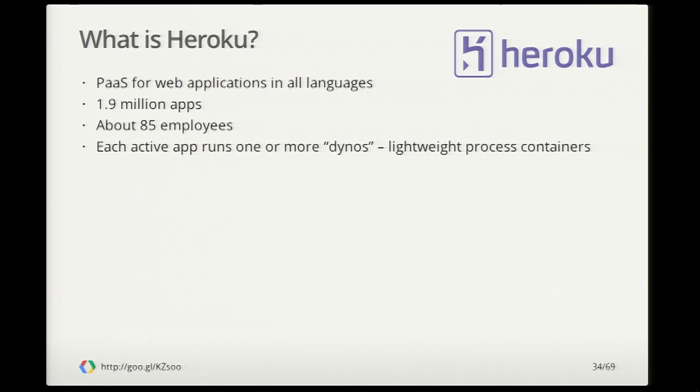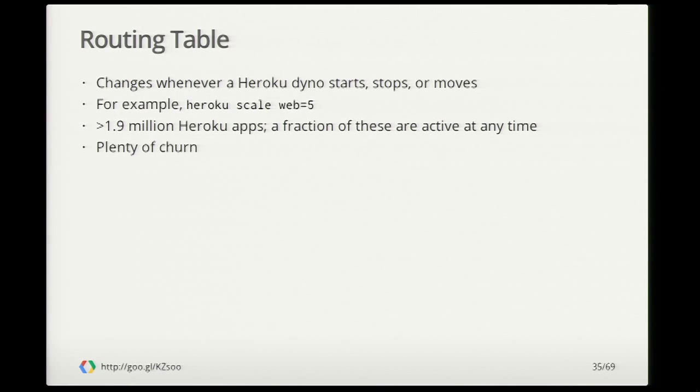How Heroku works, just in a super short nutshell, is each app runs as one or more lightweight containers that we call dynos. And one of the most important pieces of Heroku is our HTTP front-end routing service. It has to have a table of all the processes that are running and where they are at any moment so that it can handle incoming user requests and send them to the right place. And of course, it changes whenever processes start and stop. For example, when a user scales up to more dynos.